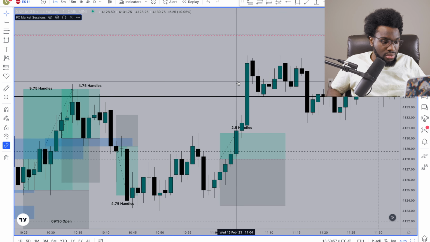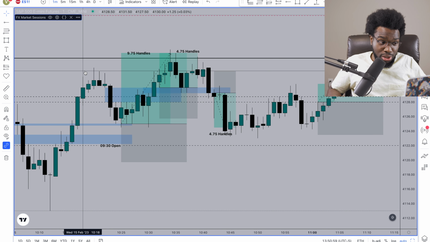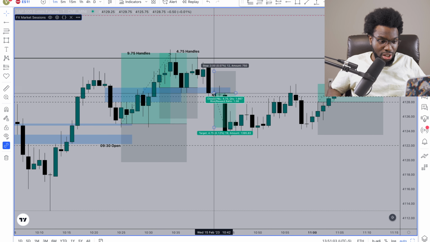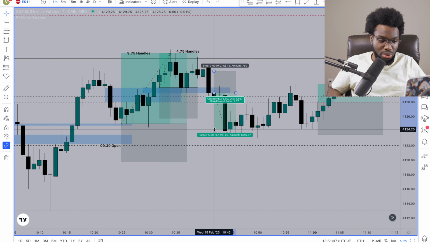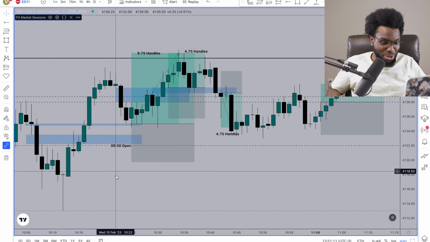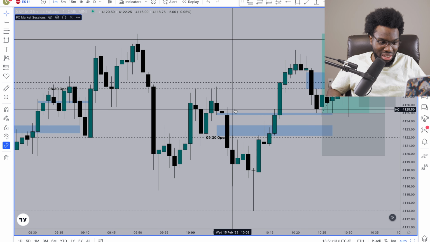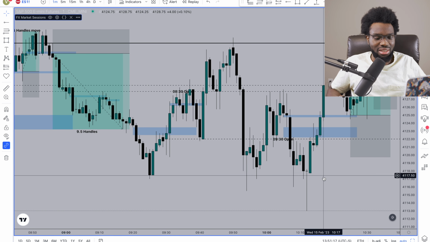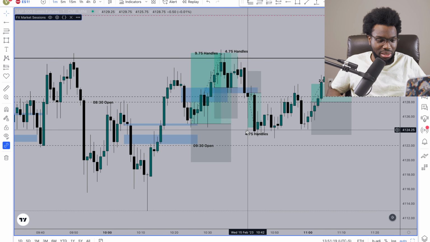So now liquidity was swept right here also, and market structure shift, got in here. Literally, I could have gotten 5 handles from this, but I went for 4.75. Why did I do that? Because I got scared from what happened to me. Where was it? Right here. What happened to me here? So I was like, you know what? I'll just take that little one and let it be.